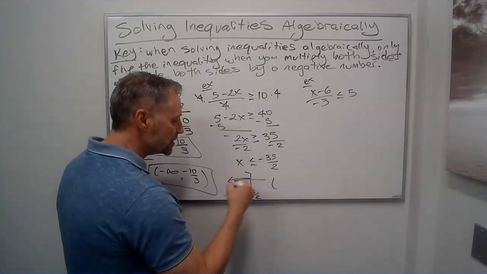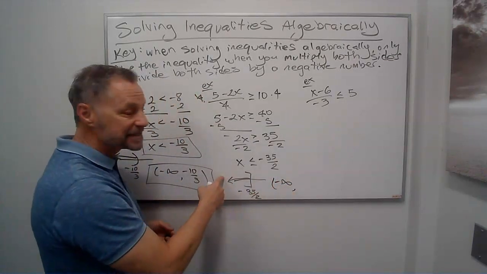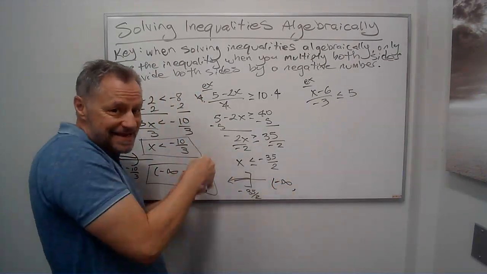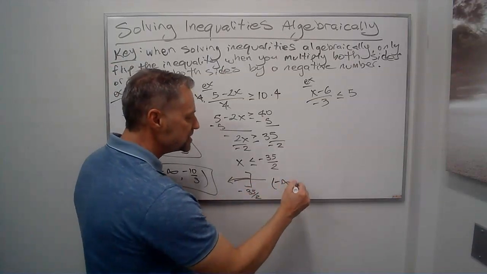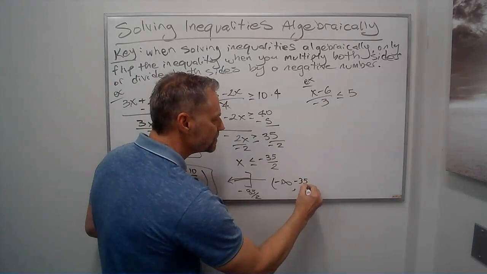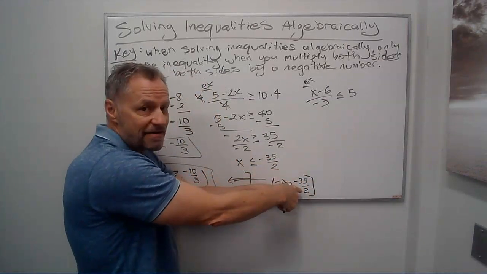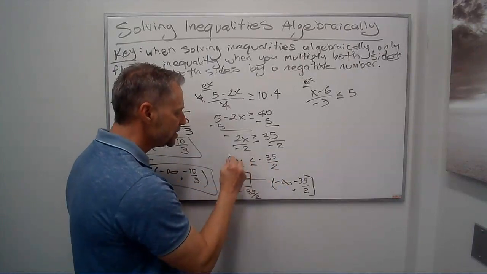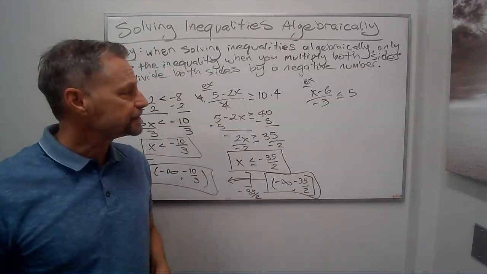And this is always going to go left to right, negative infinity. And remember, since infinity is not a number that we attain, there's always parentheses at negative or positive infinity, to negative 35 halves, bracket on that one to say, hey, I include that value and don't go any further than that. So again, in inequality notation, interval notation.